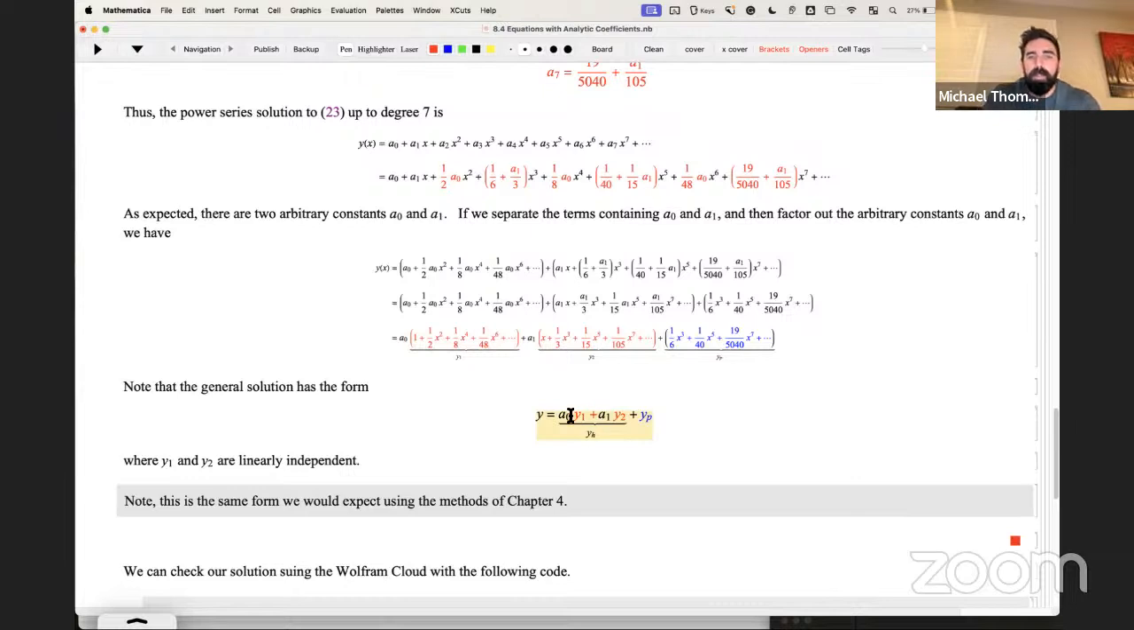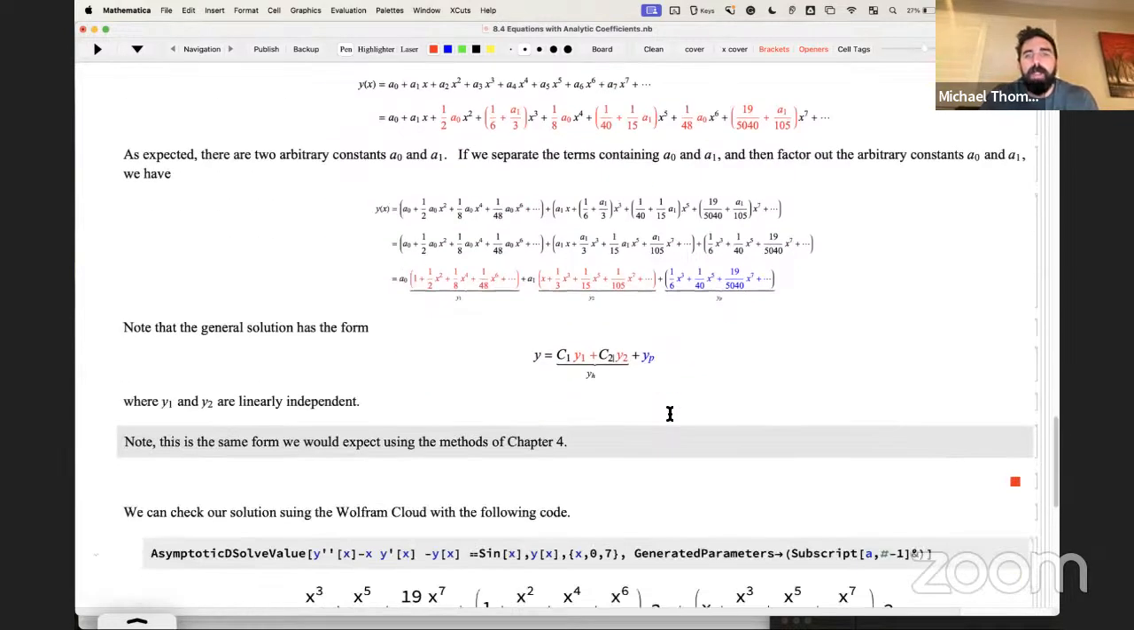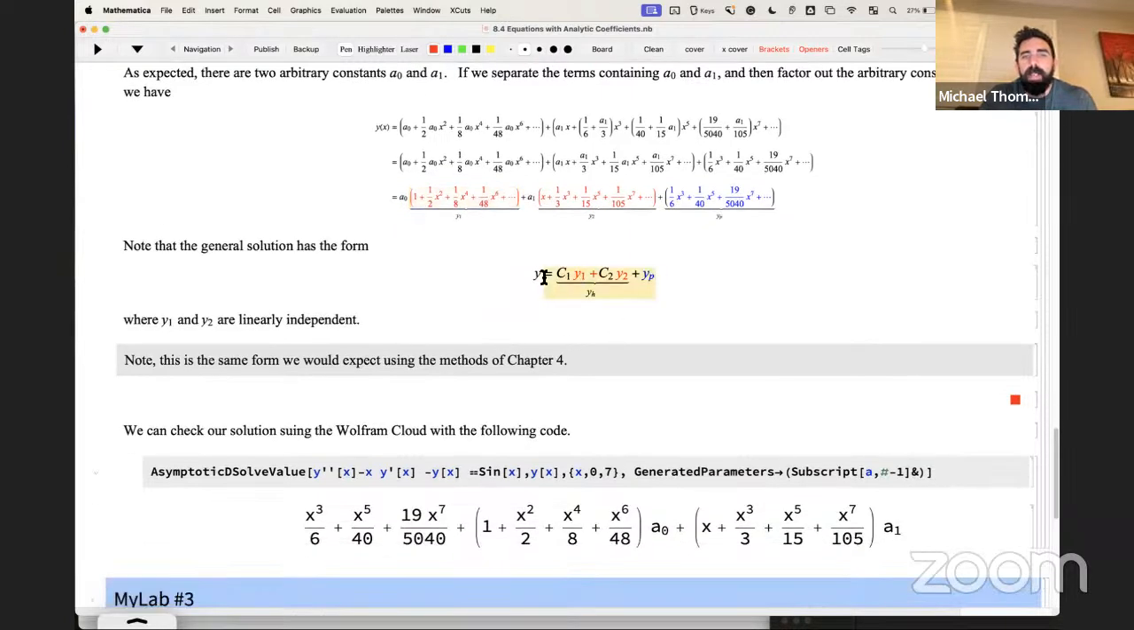What was it? Oh, we use C just because we used that in the other chapters. C1 and C2, I think. Is that right? Something like that. It doesn't have to be. In any case, it's a homogeneous solution YH plus a particular solution YP. It's the same thing that we always get, where Y1 and Y2 are linearly independent solutions. All right, so this should be no surprise. And it's nice that you can write it in the same form.